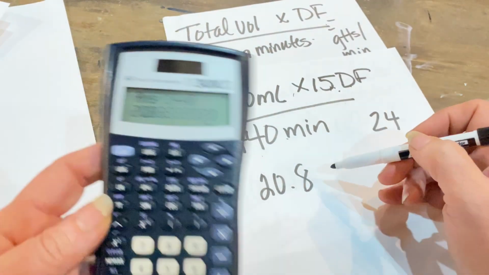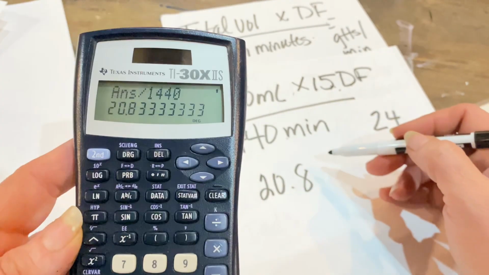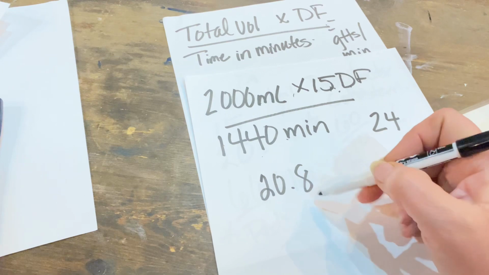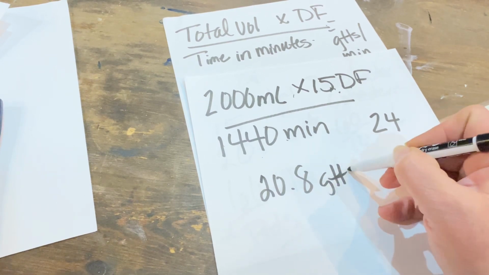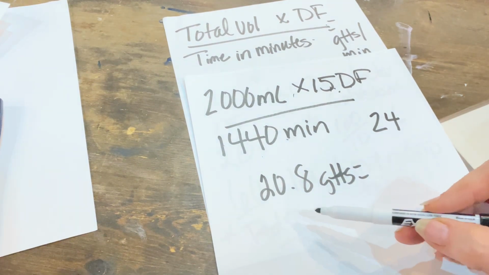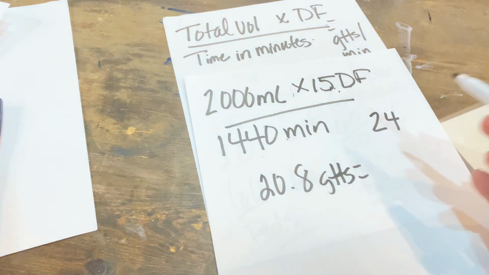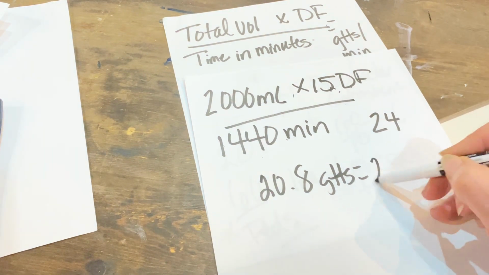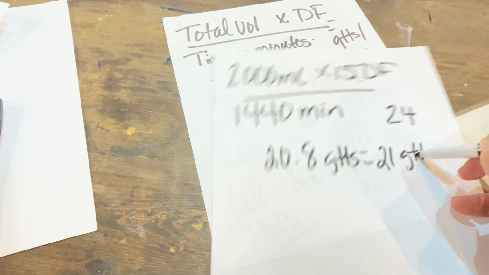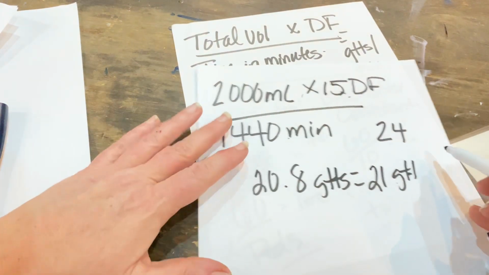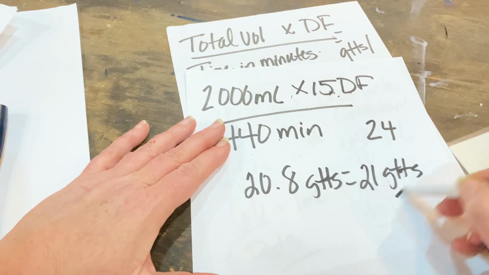20.8 and a bunch of other stuff, but we don't need that. All right, and you know what I'm going to say. What's going to happen? Right, 21 drops per minute.